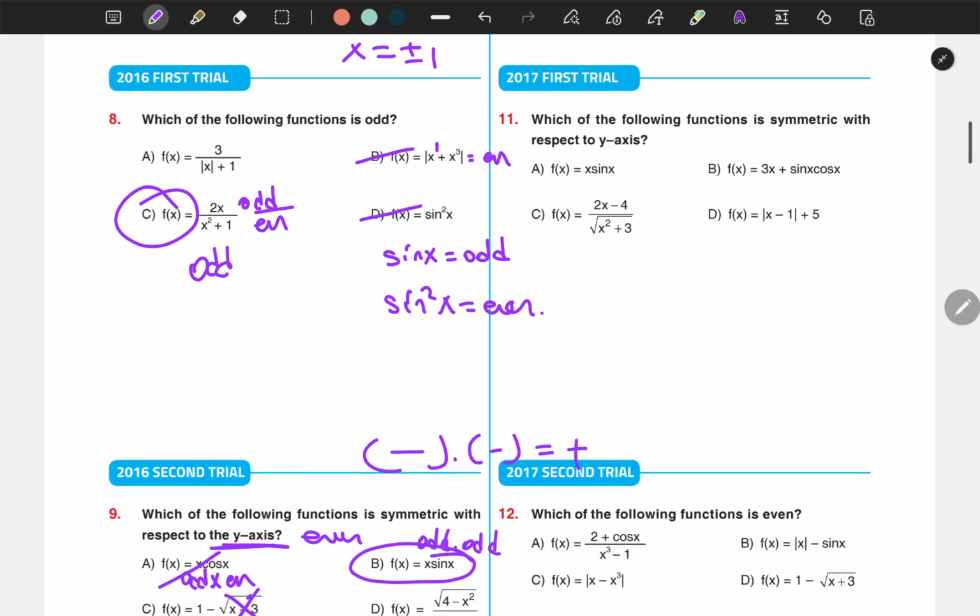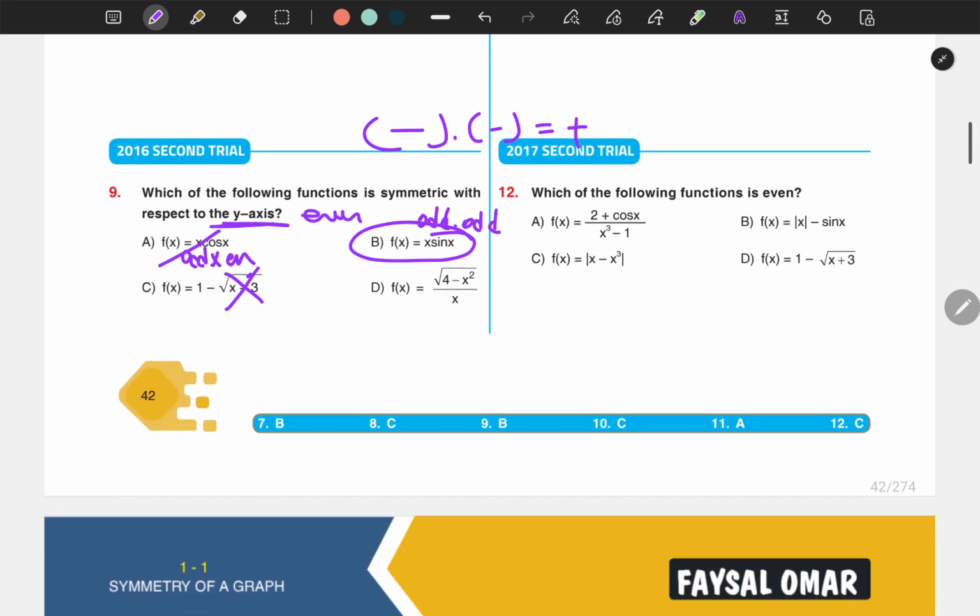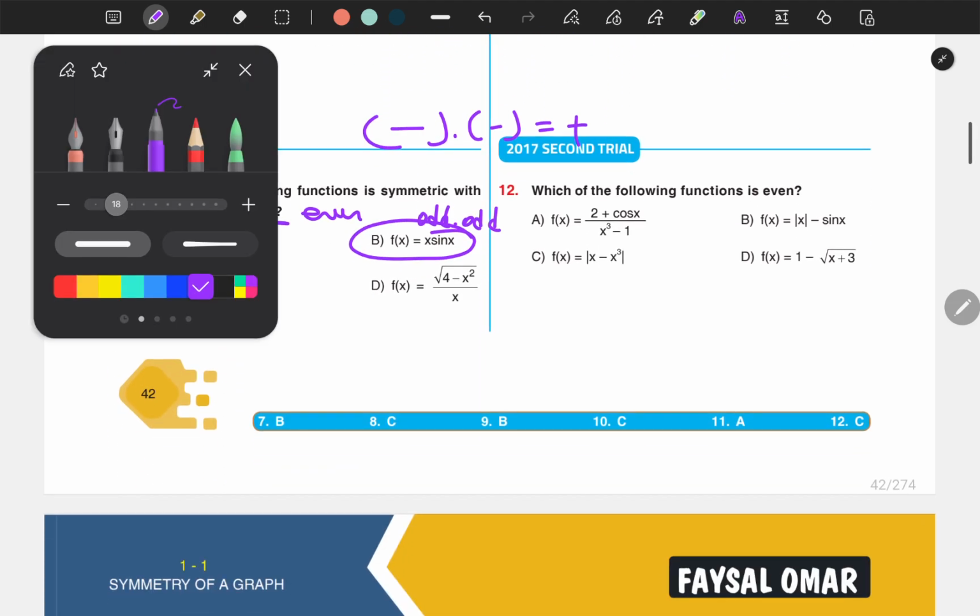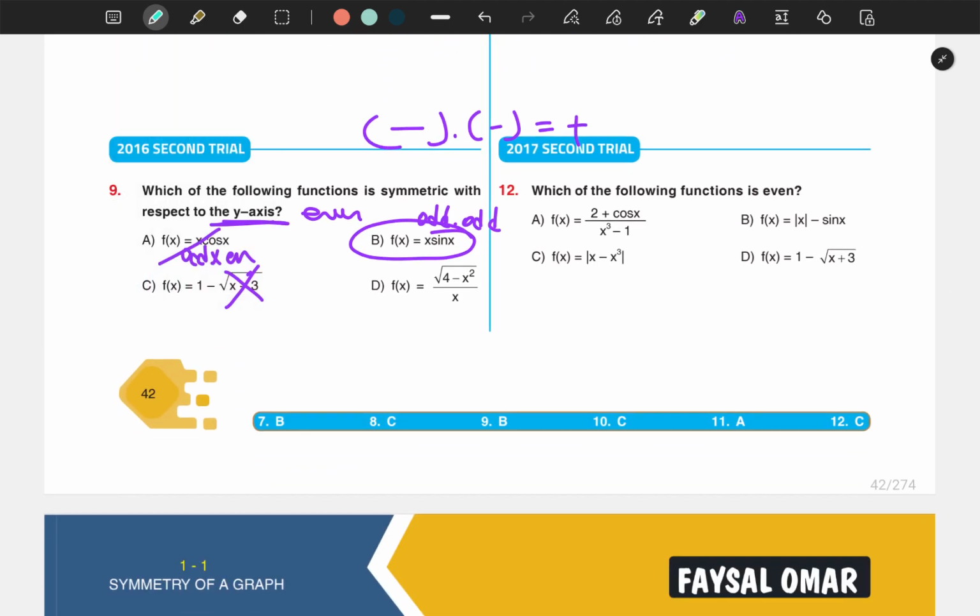Which of the following is symmetric about the y-axis? And even. Okay, sine x is odd. X is odd. Odd times odd is directly even, because negative times negative will be positive. Okay, next example, let me change the color. Which one is even? Okay, look at it. Inside the absolute value is odd, isn't it? But as a result, it will be even, isn't it? If I bring it outside. That's it. Answer.